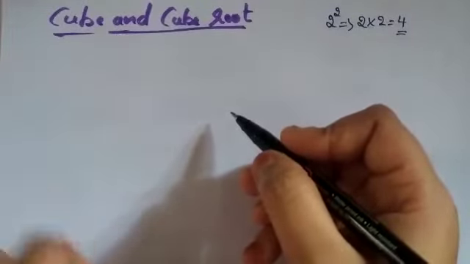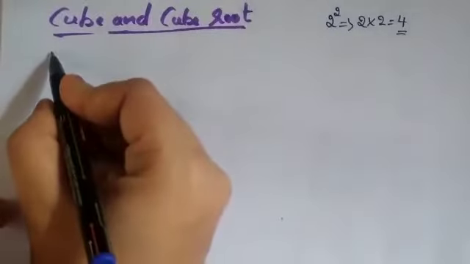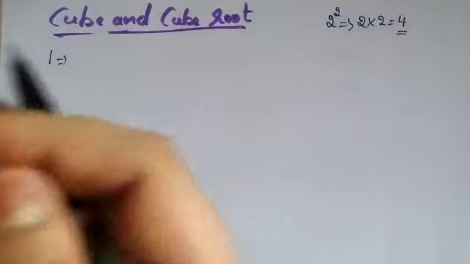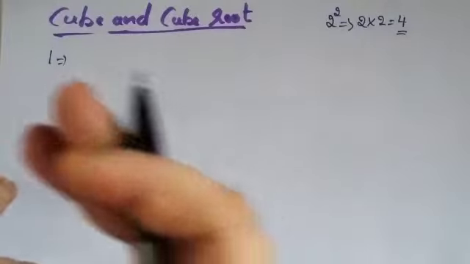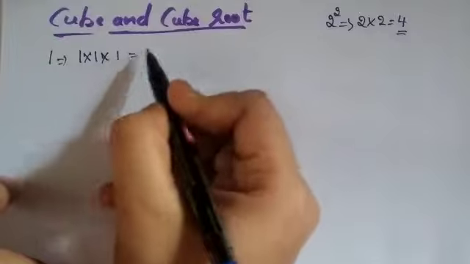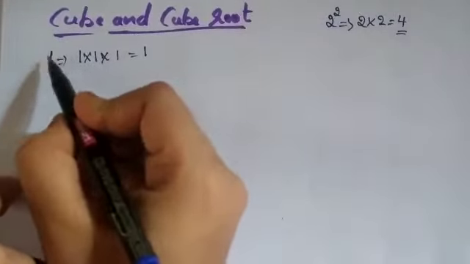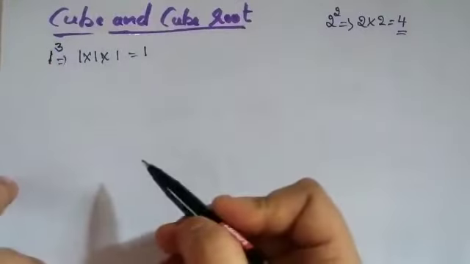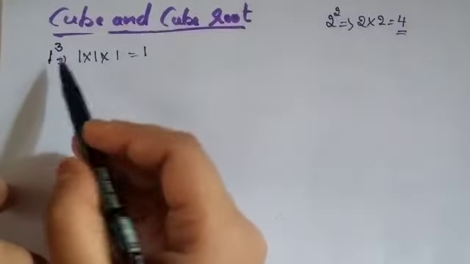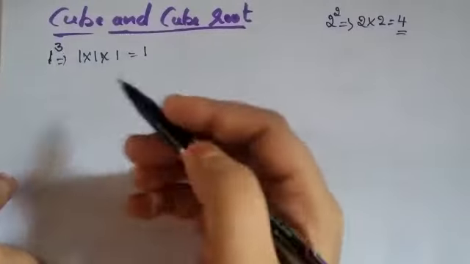Similarly, what does cube mean? For example, what is the cube of 1? Cube of 1 means we are going to multiply 1 three times here. That is 1 into 1 into 1, which is nothing but 1. And cube you represent as 1 to the power 3. Okay, so this is cube. What is the cube of 1? Cube of 1 is 1 here.